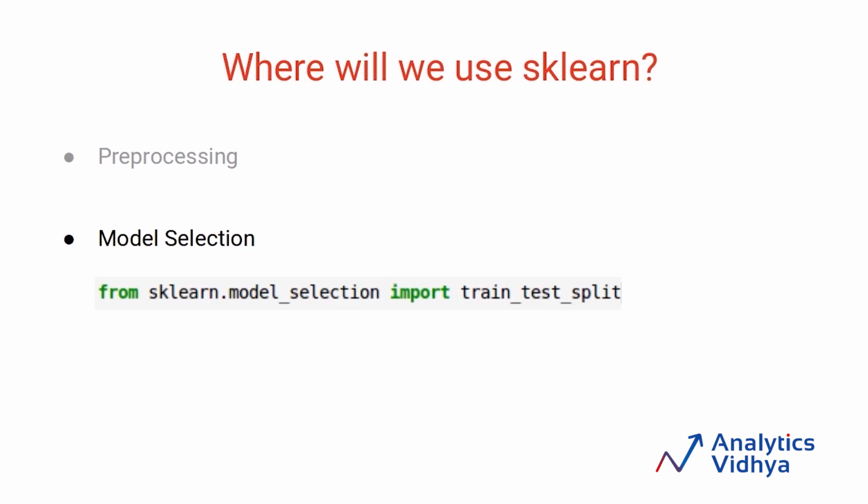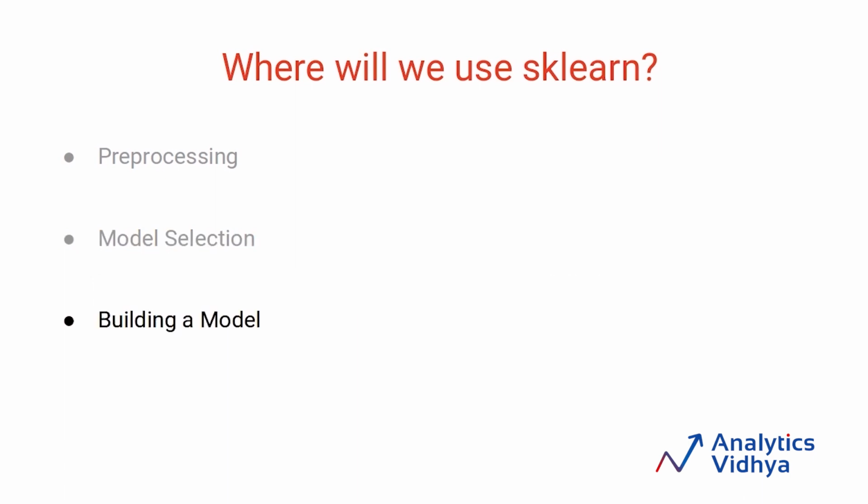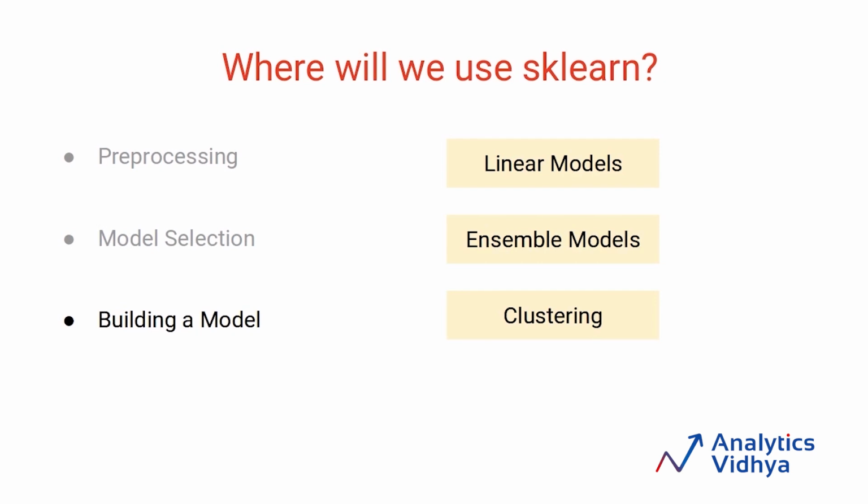For now, let's just understand how to use any of these methods using Sklearn. We use the same format that we saw previously. From Sklearn dot the module name, which is model selection in this case, we import the required function. So train test split, as the name suggests, is used to divide the dataset into two parts. One part is used for training the model and the other part is used for testing or evaluating the model performance.